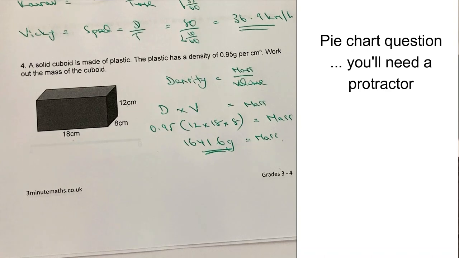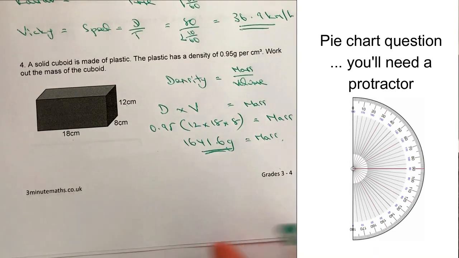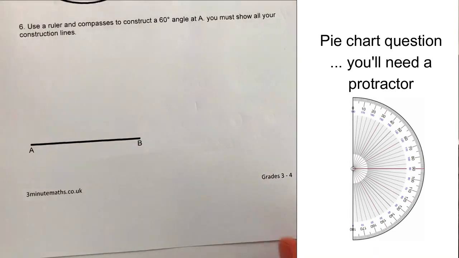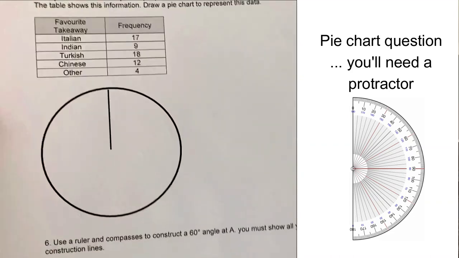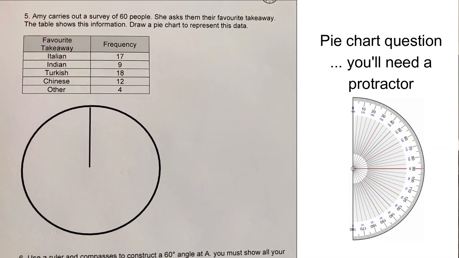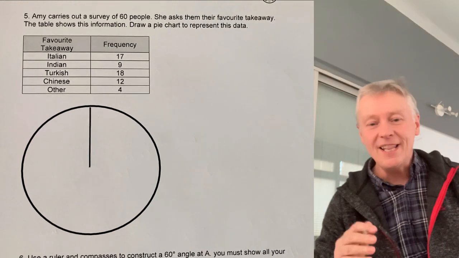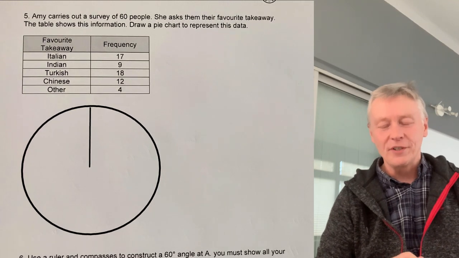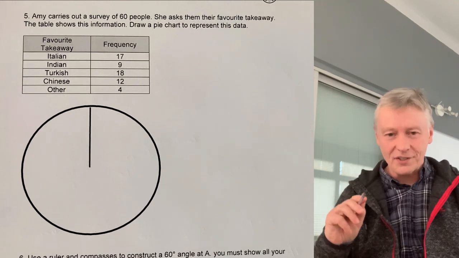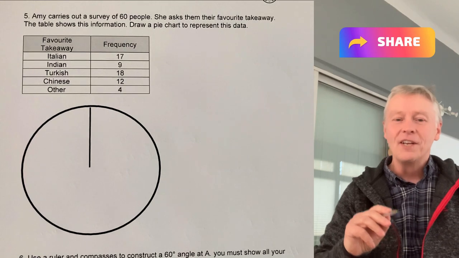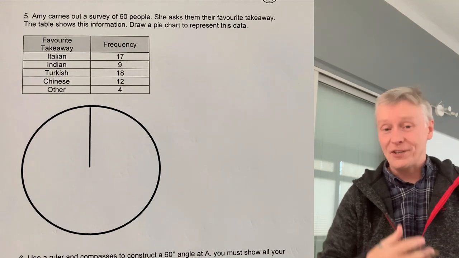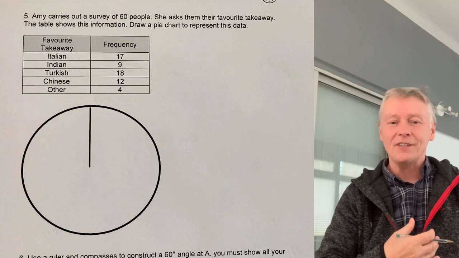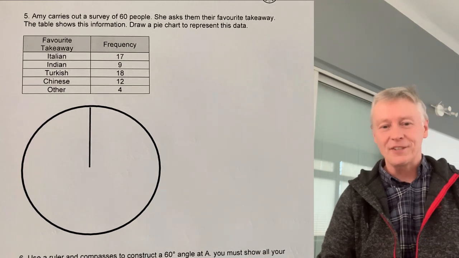Okay, let's move on then to question number five. Now, in question number five, we're dealing with a pie chart, becoming increasingly popular with non-calculator and calculator type questions. So this one is going to be a little bit tricky to put together, but hopefully you'll get the idea that effectively what we're doing is using the 360 degrees of a circle to represent the 60 people that expressed a preference for a particular type of takeaway.